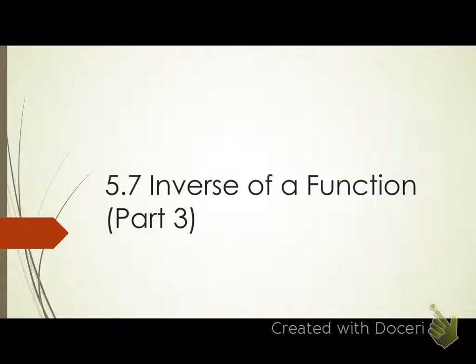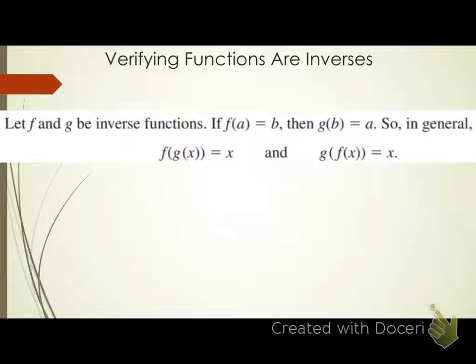So let's move into the last part of 5.7. If it'll pop up on the smartboard. There we go. Verifying functions are inverses. So there's this method we can use just to verify that two things are inverses of each other. It says let f and g be inverse functions. If f of a equals b, then g of b equals a.